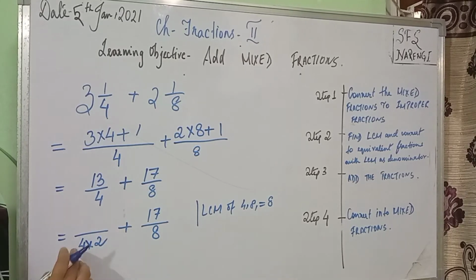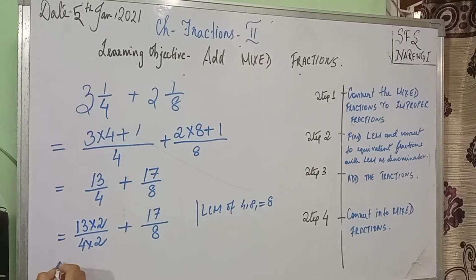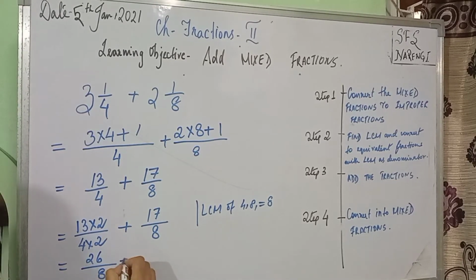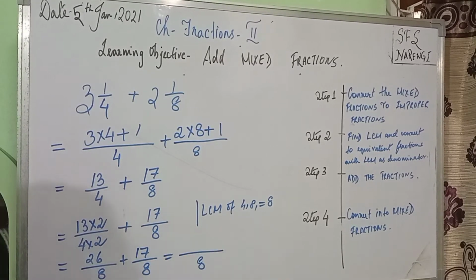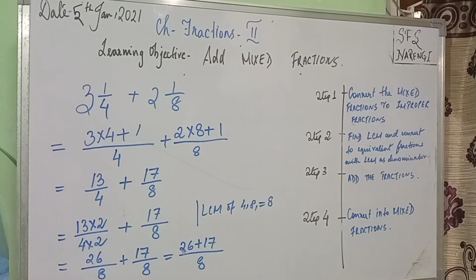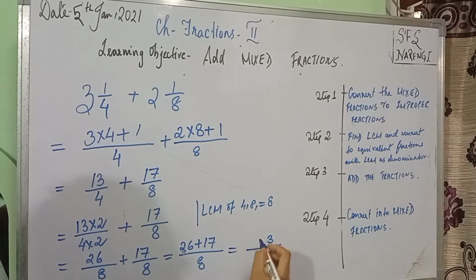Since I am multiplying the denominator by 2, I will also have to multiply the numerator by 2. And what will I get, children? 13 multiplied by 2 is how much? 26. I have 26/8 plus 17/8. Add them together under the same denominator. We have done that before. I'll have 26 plus 17, which is equal to 43/8.